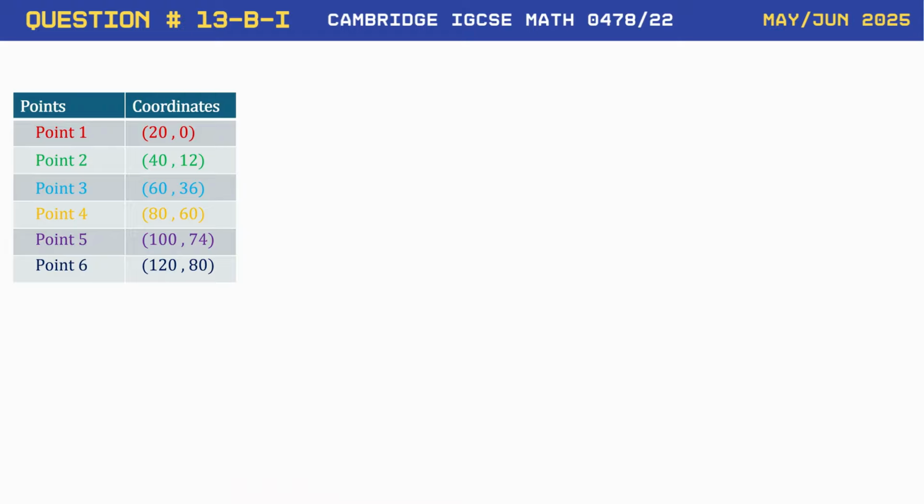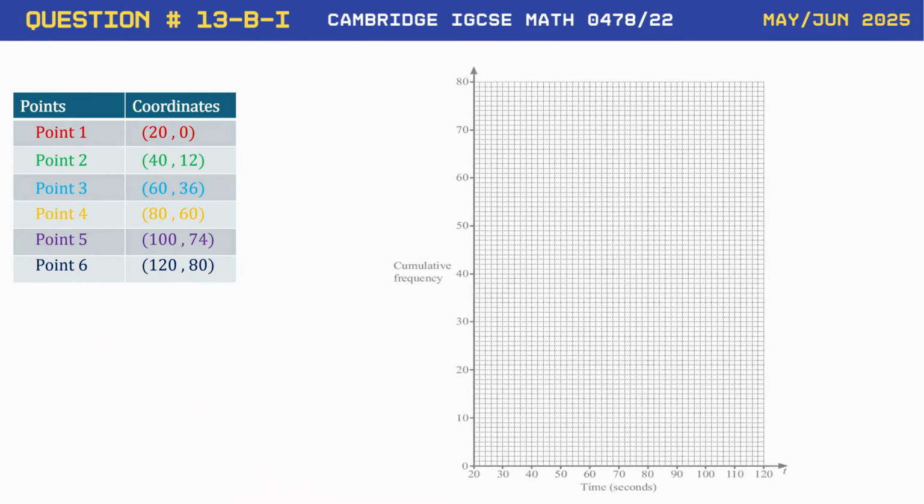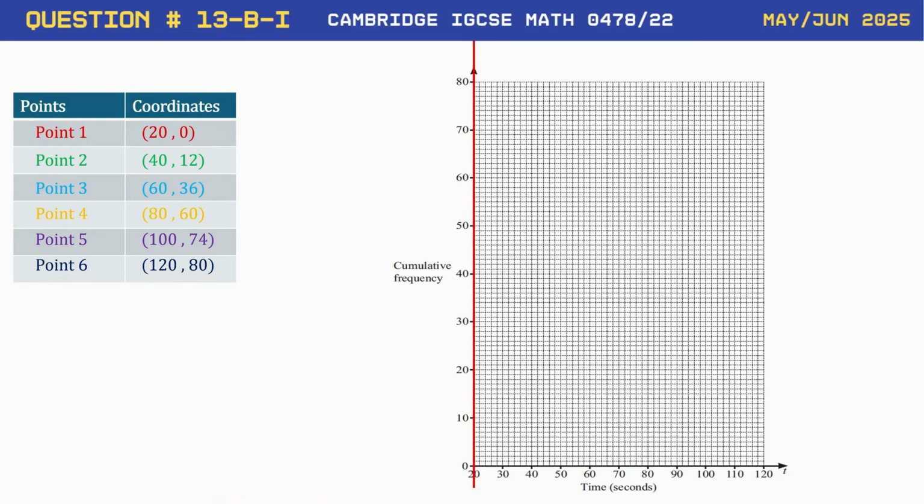For the first point, time is 20, and cumulative frequency is 0. Let's mark it as a red point. For the second point, time is 40, and cumulative frequency is 12. Let's mark it as a green point. For the third point, time is 60, and cumulative frequency is 36. Let's mark it as a blue point.